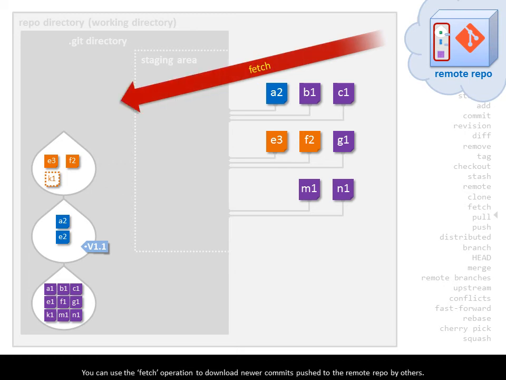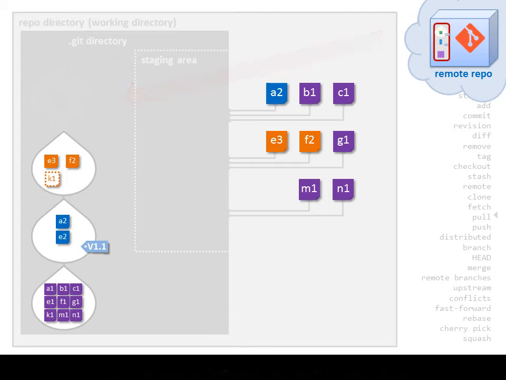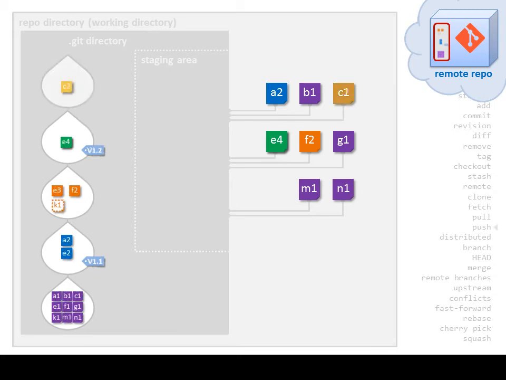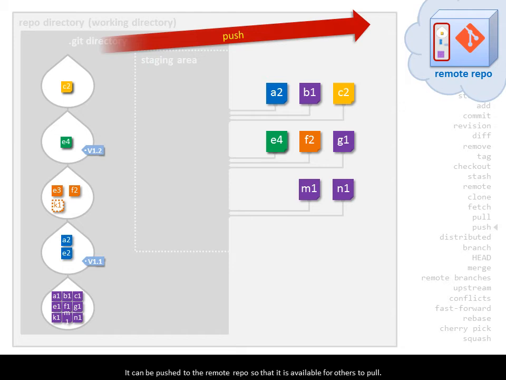You can use the fetch operation to download newer commits pushed to the remote repo by others. If you use the pull operation instead, Git downloads newer commits just like when you fetched, but in addition, it will try to update your working code to the latest version. Assume this user created a new commit. It can be pushed to the remote repo so that it is available for others to pull.